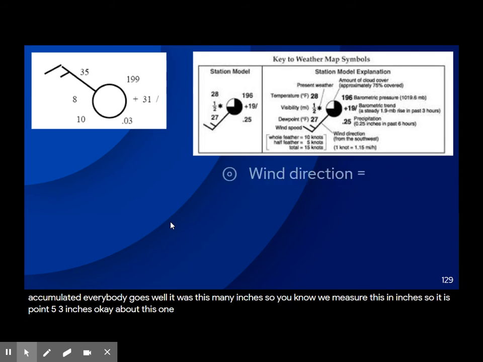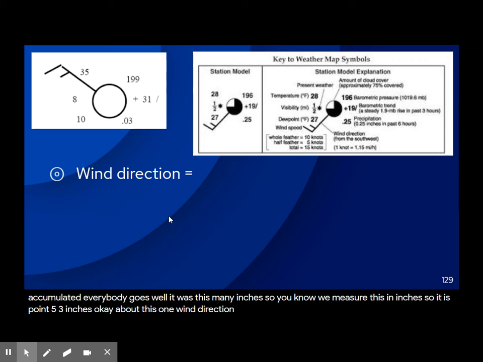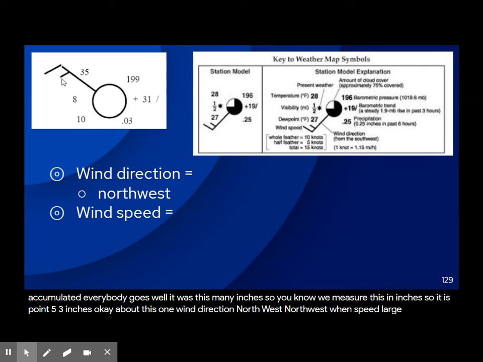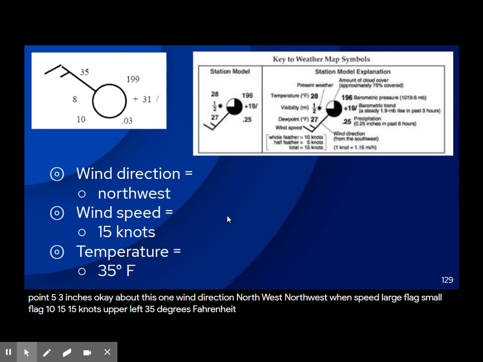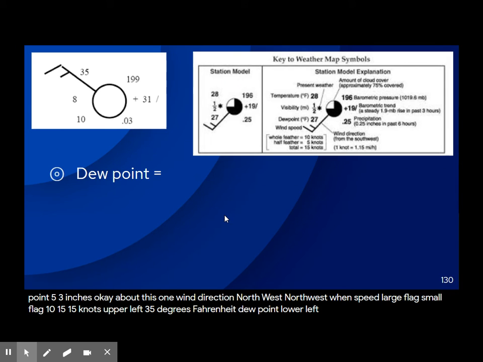What about this one? Wind direction. North, west, northwest. Wind speed. Large flag, small flag. 10, 15. 15 knots. Temperature, upper left, 35 degrees Fahrenheit. Dew point, lower left, 10 degrees Fahrenheit.